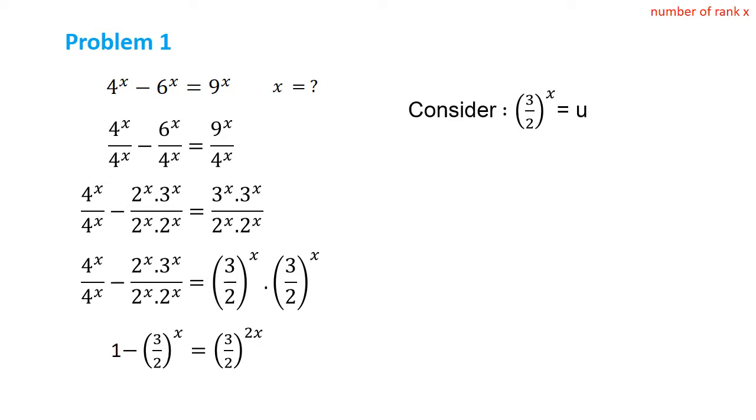Consider (3/2) to the power of x equals u. u is a positive number. One minus u equals u square.